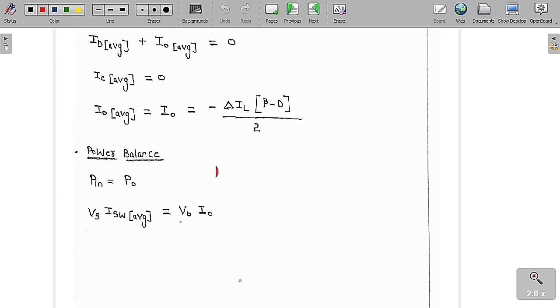Now we are going to apply the power balance. The input power is always equal to output power because the devices are ideal. Always go for the average values. Therefore, Vs into Is is equal to V naught into I naught, where Is is the switch current average value. So Vs into the switch current average value is equal to V naught into I naught. All these are the average values we need to consider.